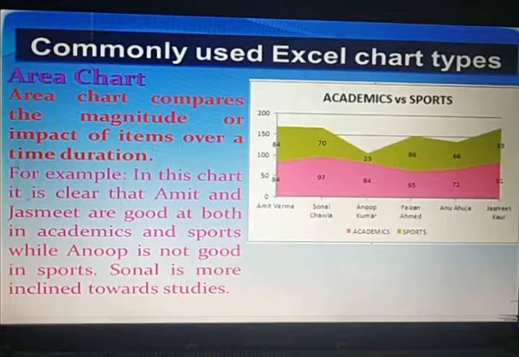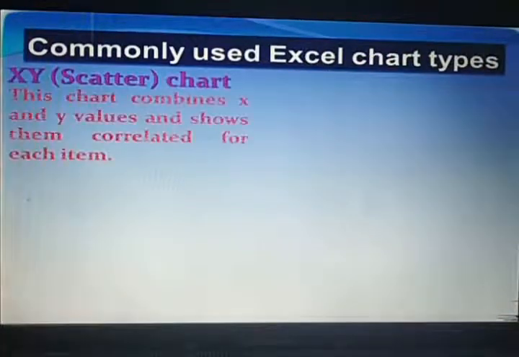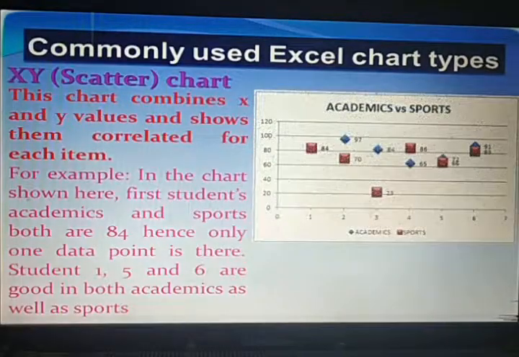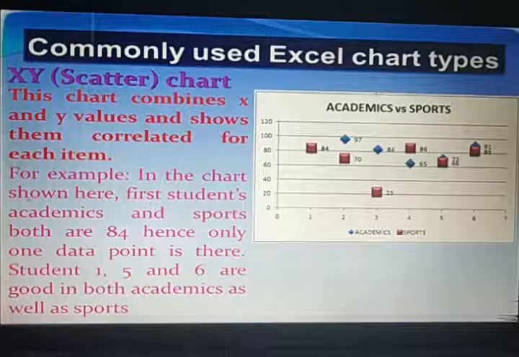The next one, XY chart. It is also known as a scatter chart. This chart combines X and Y values and shows them correlated for each item. For example, in the chart shown here, the first student's academic and sports scores are both 84. Hence only one data point is there. Students 1, 5 and 6 are good in both academics as well as sports.